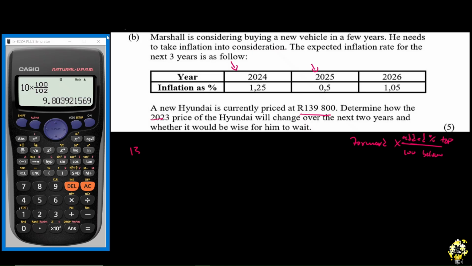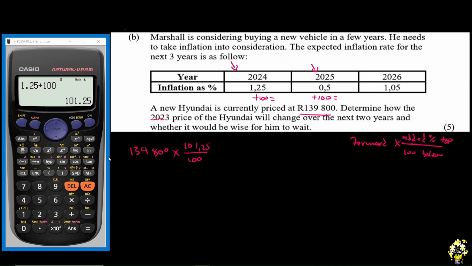We are going to take the price of 139,800 and multiply by the added percentage. So for this one, if you add 100 to this, you also have to add 100 to the other. Let's see what you get. If you say 1.25 plus 100, you get 101.25 over 100. Remember, add it at the top and then below you put 100. This is what I meant when I said in one line.